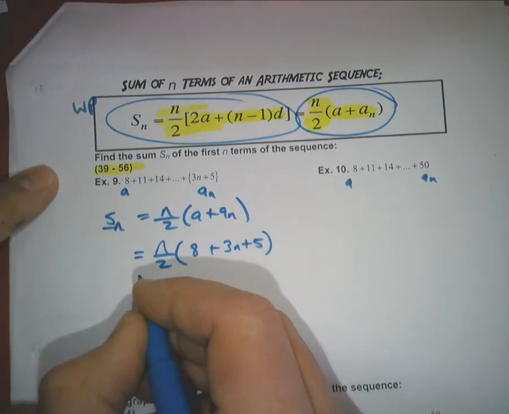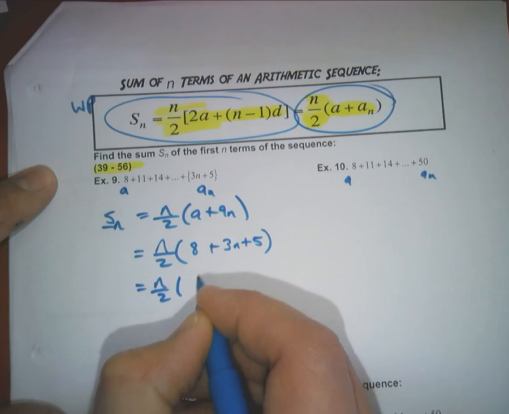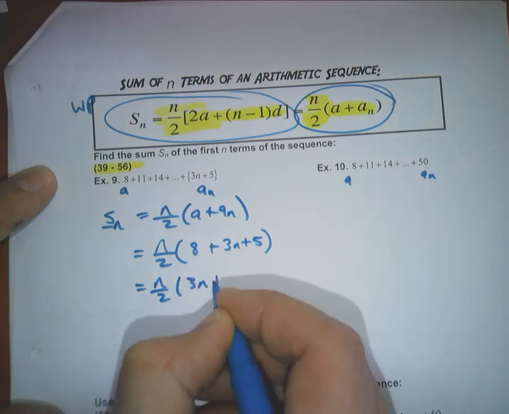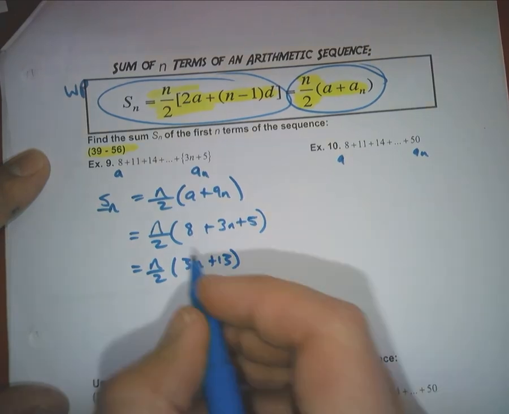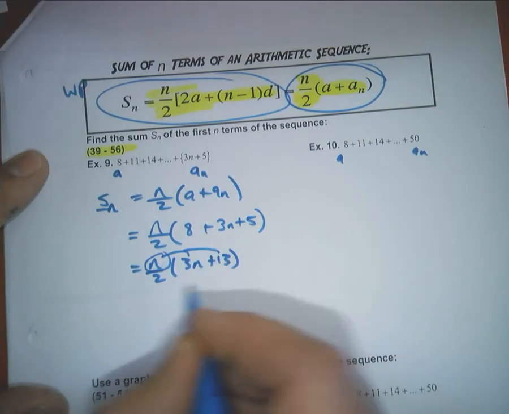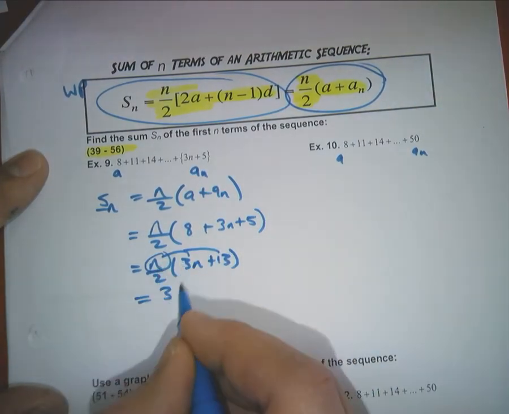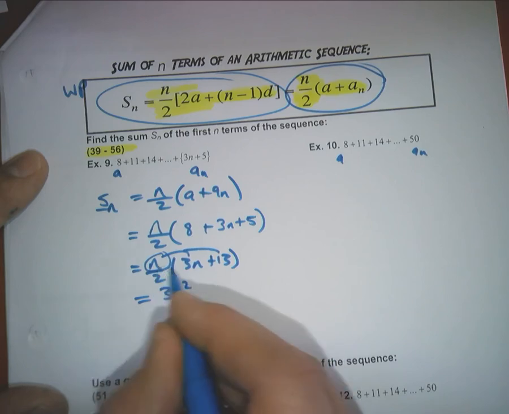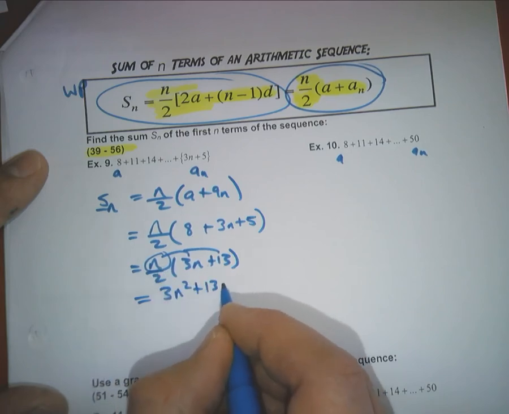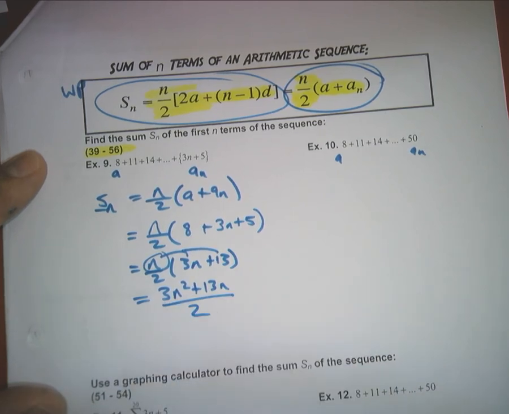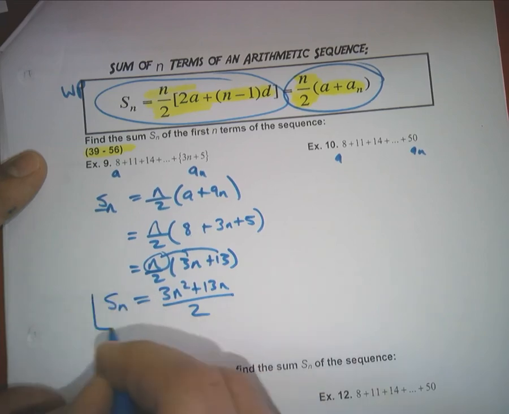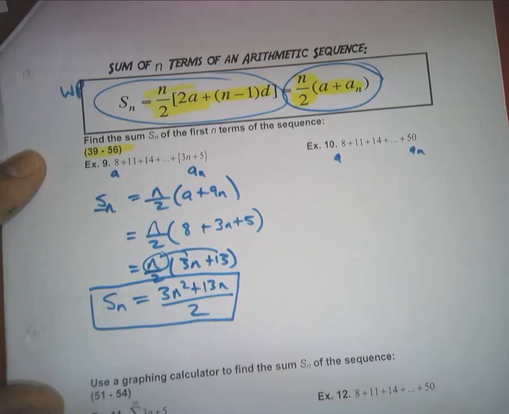I do a little simplifying. 8 plus 5 is 13. And then I would probably go a little bit further by distributing the n. n times 3n is 3n squared, and n times 13 is 13n. And then you could divide everything by 2 or just write the whole thing over 2 as well. It's kind of your choice on what you want to do. And that is my sum formula for this sequence.